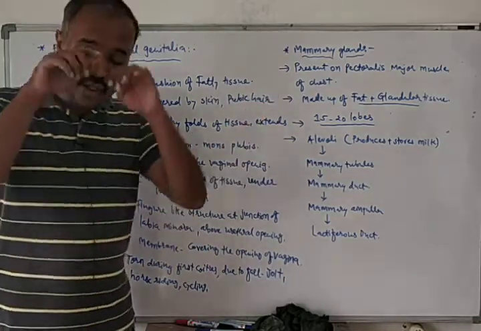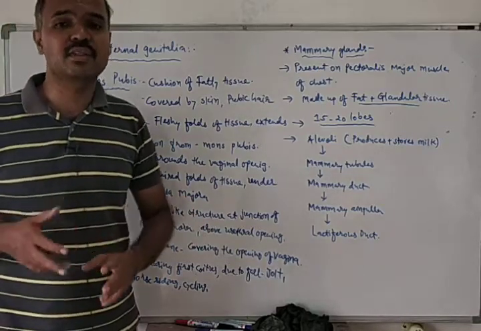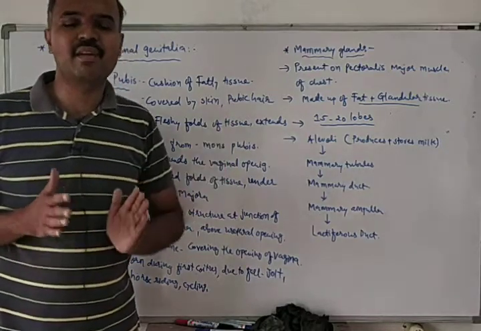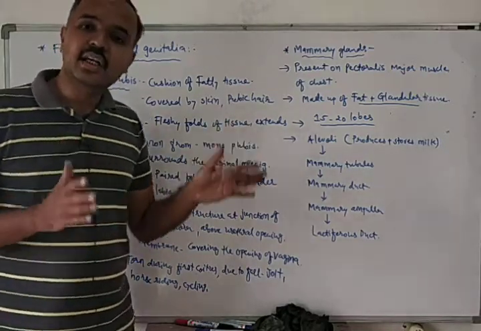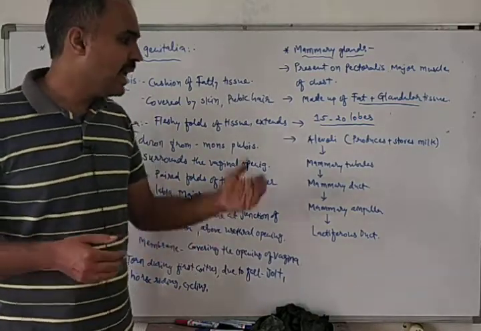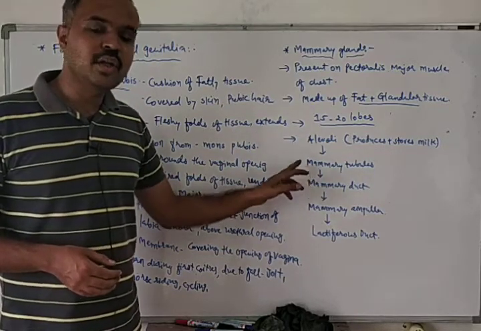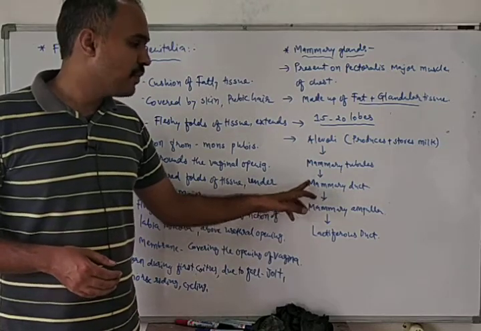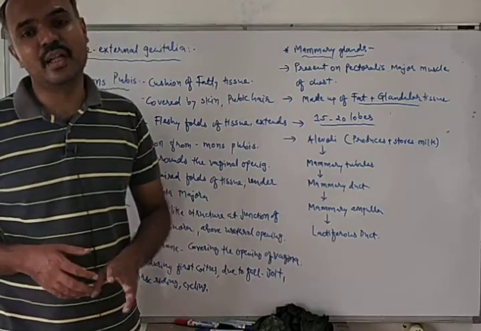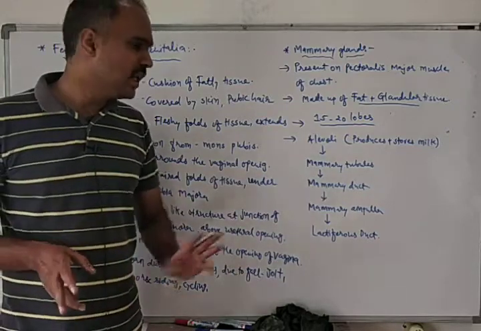So mammary glands are present in one pair on the pectoralis major muscle of the chest. Each mammary gland has 15 to 20 lobes, and each lobe has a cluster of alveoli which produce and store milk. From the alveoli the milk travels to the mammary tubule, then to the mammary duct, then to the mammary ampulla, and from the ampulla it enters the lactiferous duct. This is the pathway of milk secretion.